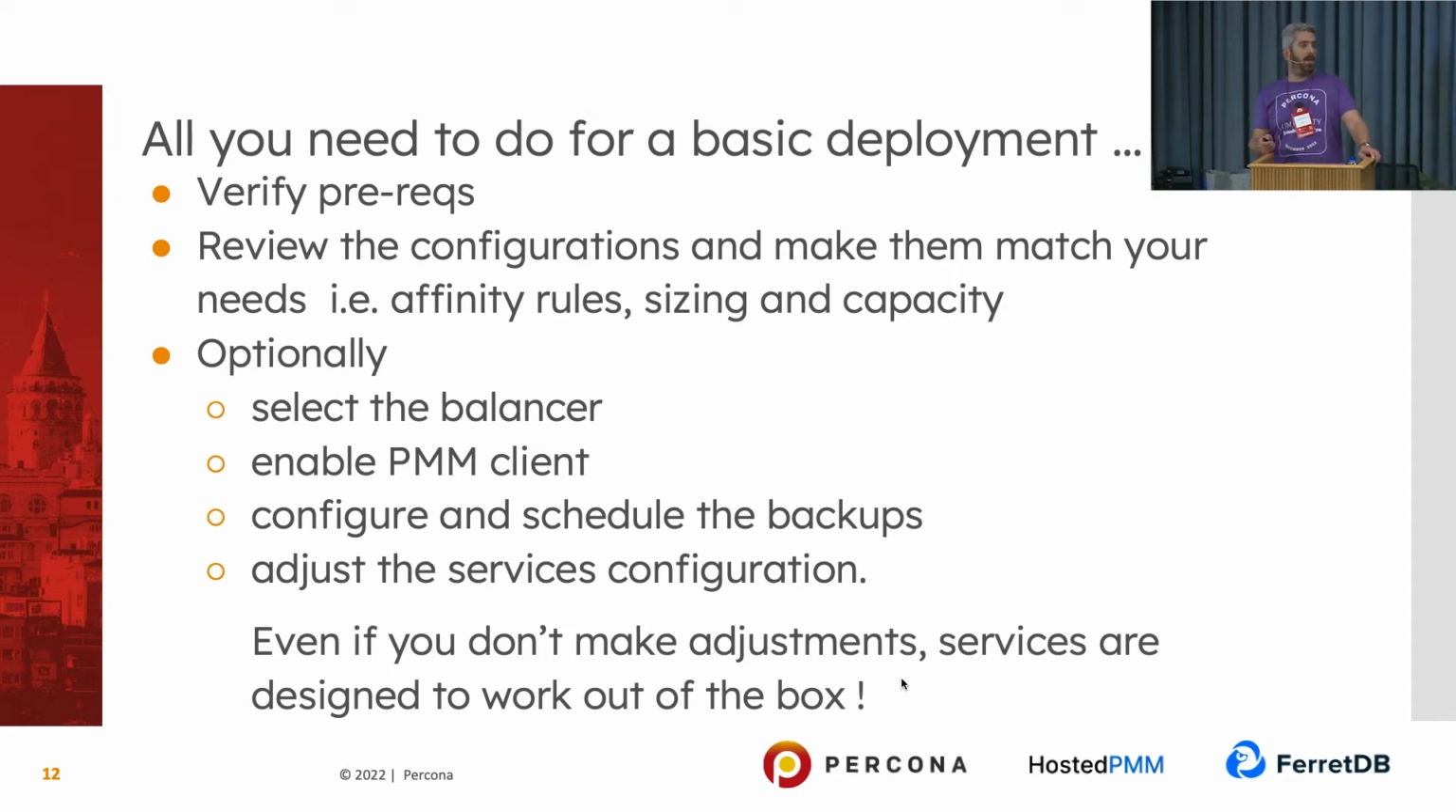For example, there are the affinity rules that define how, let's call them, DB nodes or the load balancer nodes will be deployed across your Kubernetes infrastructure. These are called pods. There is the sizing, for example how many nodes you will have, and the capacity, meaning what resources you will allocate to the pods. And you can optionally select the balancer. As said, HAProxy comes as default. If you don't make any adjustments, you will get HAProxy. If you want, you can switch that to ProxySQL.